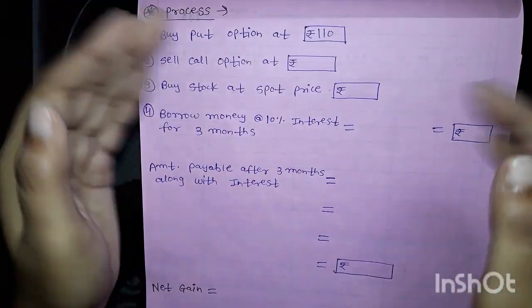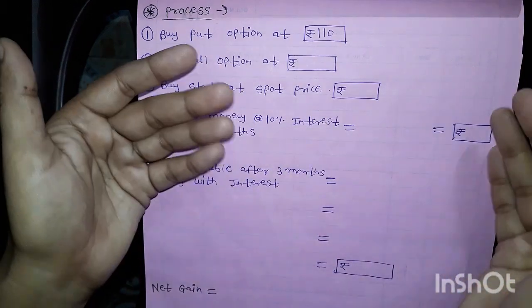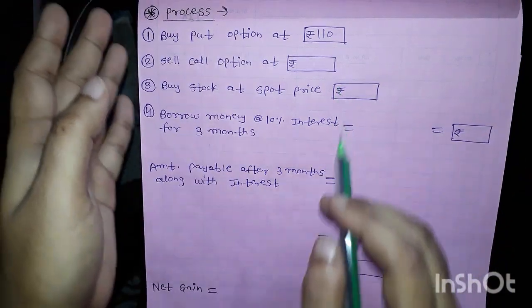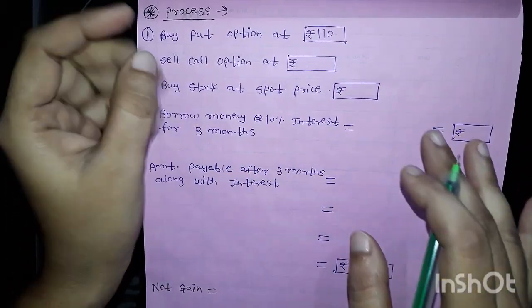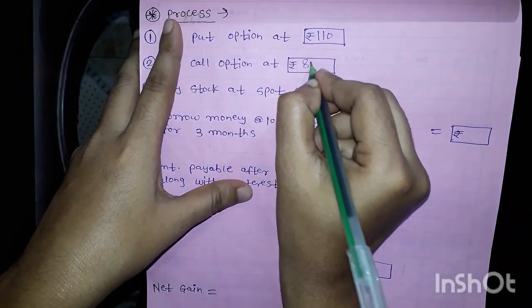Okay, because 117.73 was the expected price, right, and this is actual, so we are going to use this actual 110. Now sell the call option at, we know the call option is now trading at 85 rupees. So the value of call option is 85.